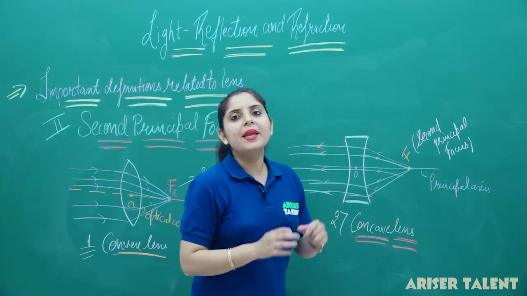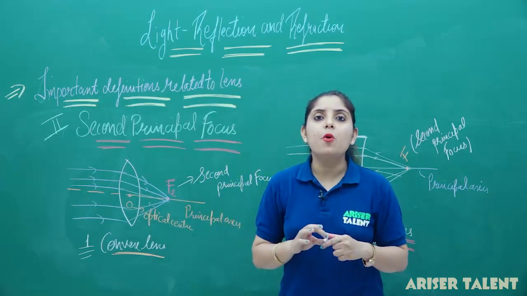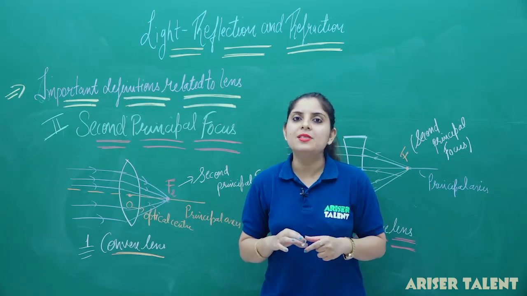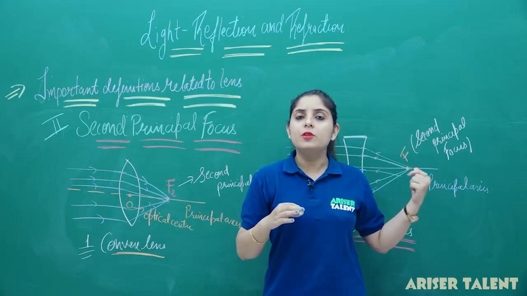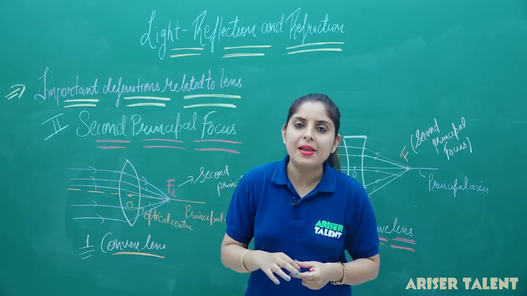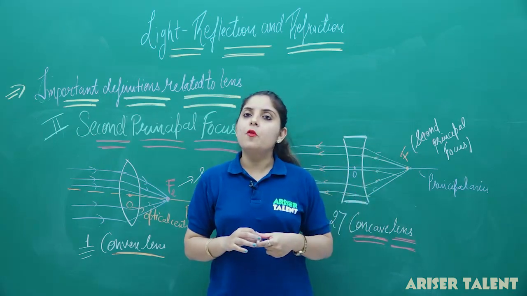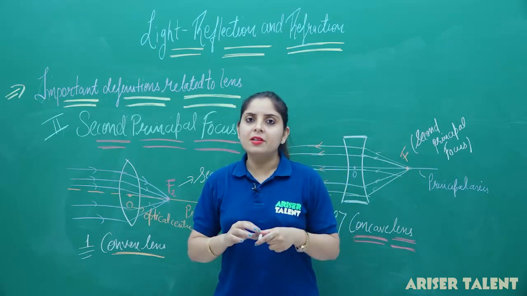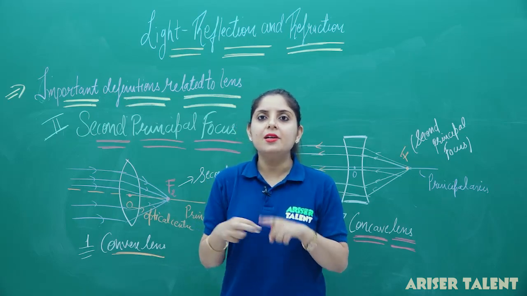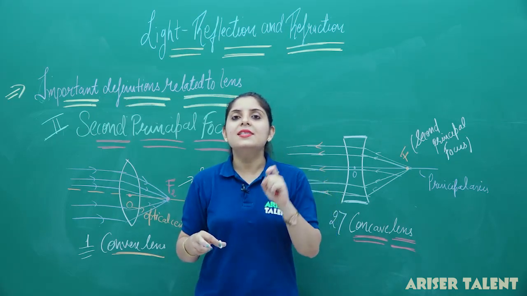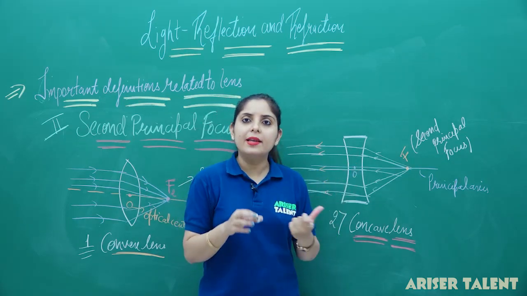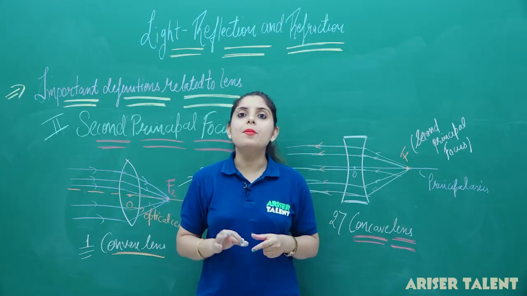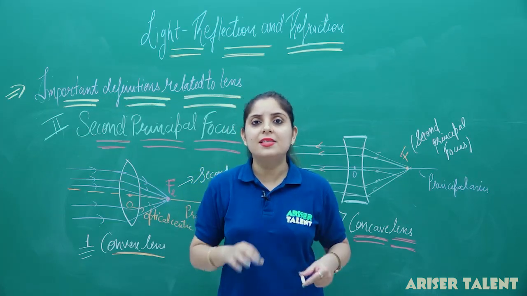And what is focal plane? A plane passing through this point and perpendicular to the principal axis will be known as our focal plane. So we have seen that we are getting three terms here. The three terms are optical center, first principal focus, second principal focus, and accordingly their focal length. So these are some important terms related to the lenses we have.